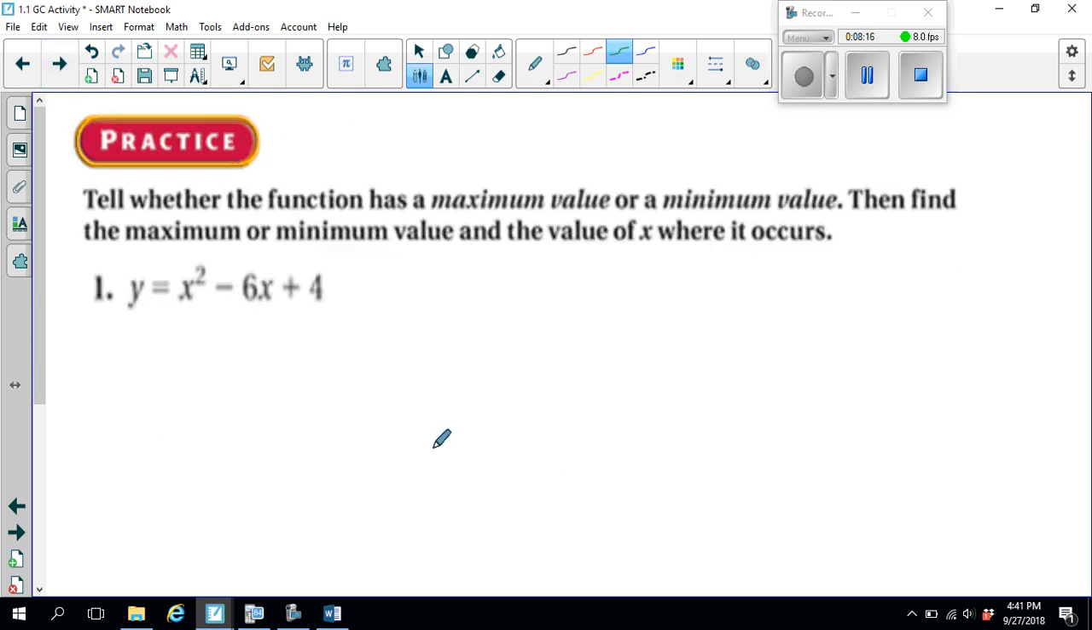Tell whether the function has a maximum or a minimum value, then find that value and the value of x where it occurs. So our function is y equals x squared minus 6x plus 4. Now we have to actually decide this time if we're going to have a max or min value. To know that, we're going to look at our a value. Notice that our a value is positive. Because it's positive, our graph is going to open up. So that means that we are trying to find a minimum value, since our graph is going to open up.